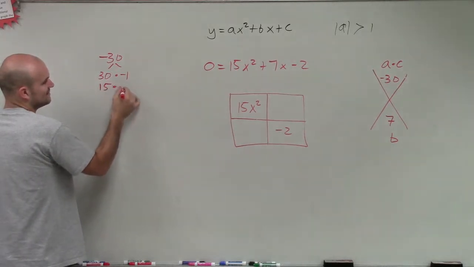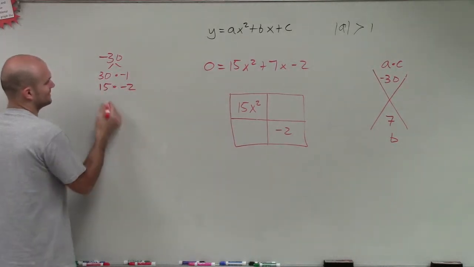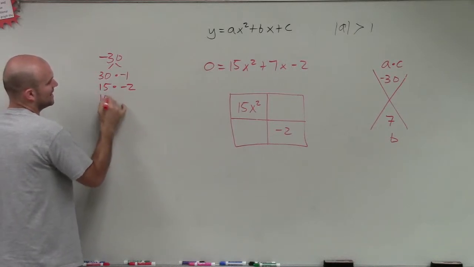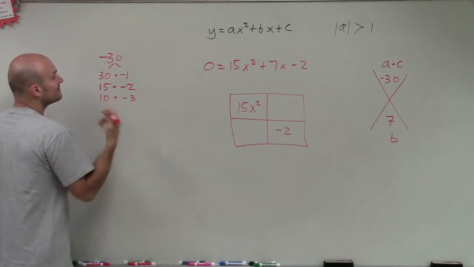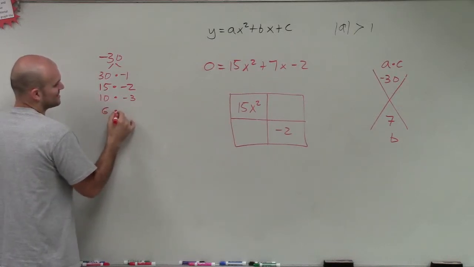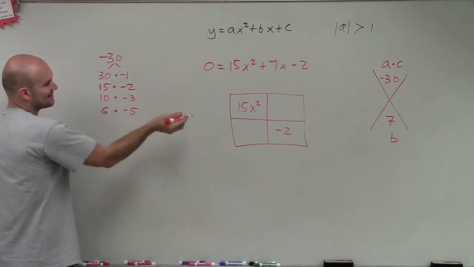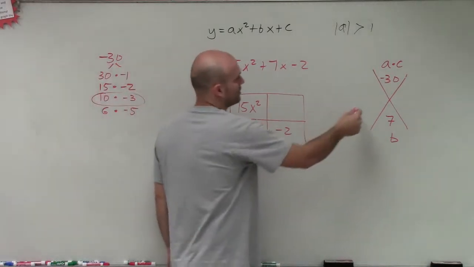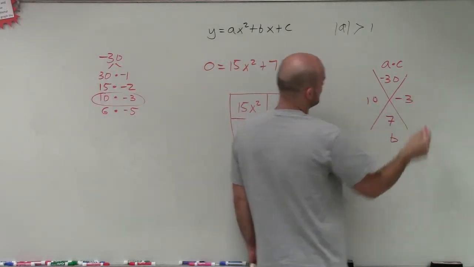How about 15 times negative 2? Not going to cut it. How about, let's do 10 times negative 3. Yes. And you can see that 6 times negative 5 does not add to 7. 10 and negative 3 does work. So therefore, I can say, all right, here's my 10, here's my negative 3.